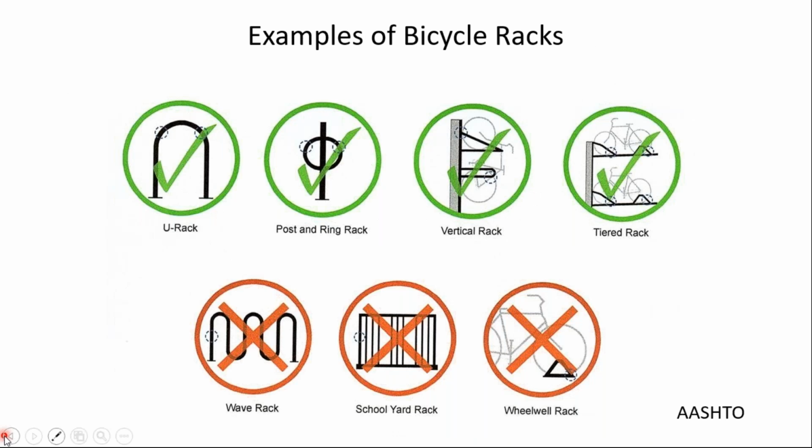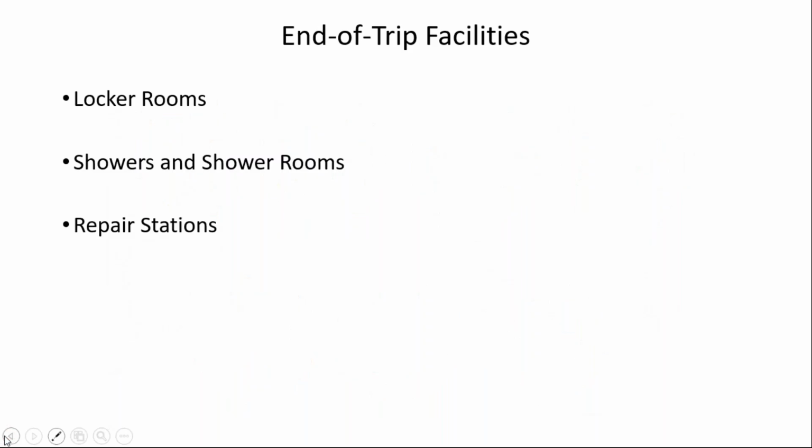This is from the AASHTO Bike Guide. They give examples of bike racks, both, I would say, acceptable, highlighted in green, and then the unacceptable due to various issues with the three types of racks you see at the bottom. End-of-trip facilities, locker rooms, shower rooms, repair stations, are not required, but optional, and help overcome those destination barriers that I talked about on the first day of this class.